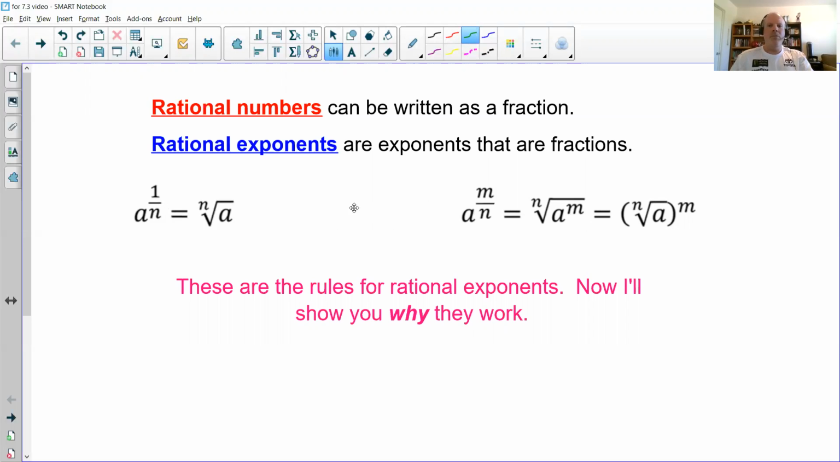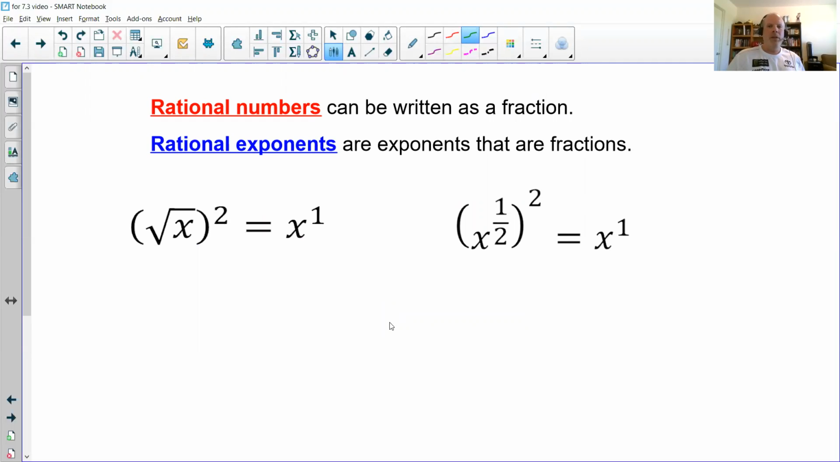If you know how to use these rules, that's fantastic. The next several minutes, though, I'm going to go over why these rules work. So we'll derive them for you according to the exponent rules that you already know.